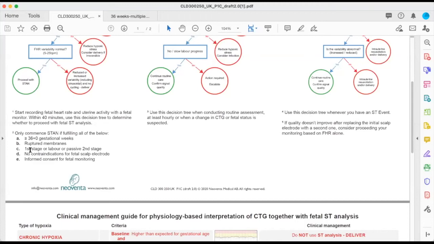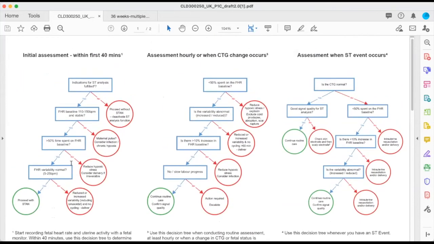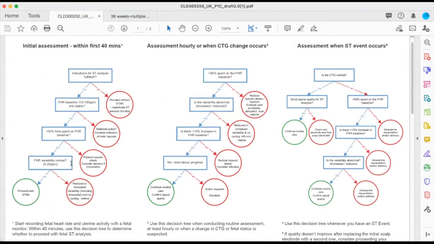Obviously, if there's a contraindication to a fetal scalp electrode, so we can't put a scalp electrode on baby, then we can't utilize STAN analysis. And if she's not happy with it, we wouldn't just push and go ahead with it regardless. Does that make sense? Yes.